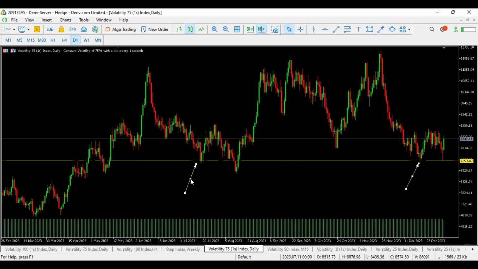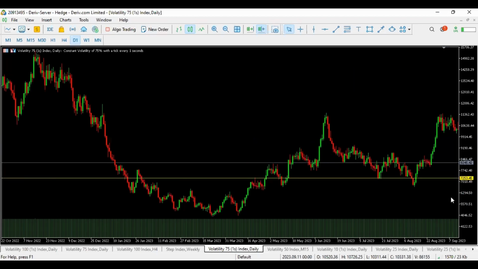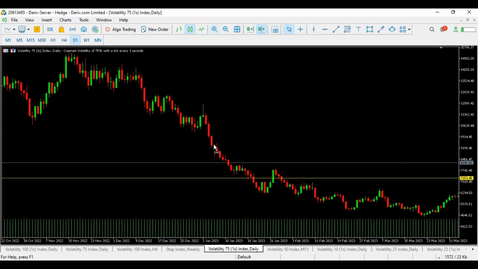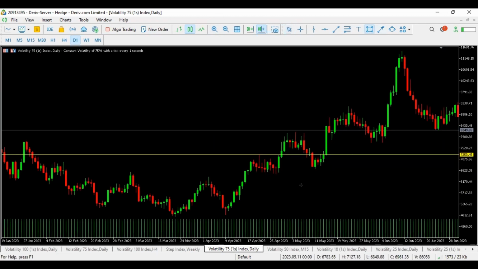I scroll to my left side and I see we have been having major reactions around that line on the daily. Okay, let me see the daily. We can see here we had some selling sensitivity within that line.